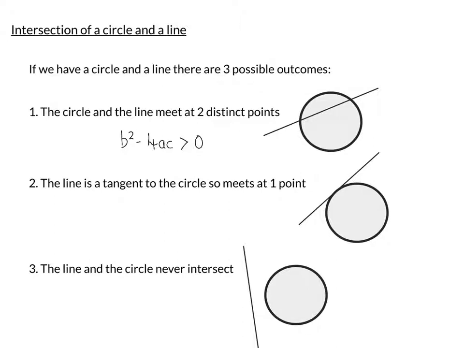For the line being a tangent to the circle, that means it meets at one point. That's the same as having a double root, so b squared minus 4ac is equal to 0. And our last one, the line and the circle never intersect. That is when b squared minus 4ac is less than 0.